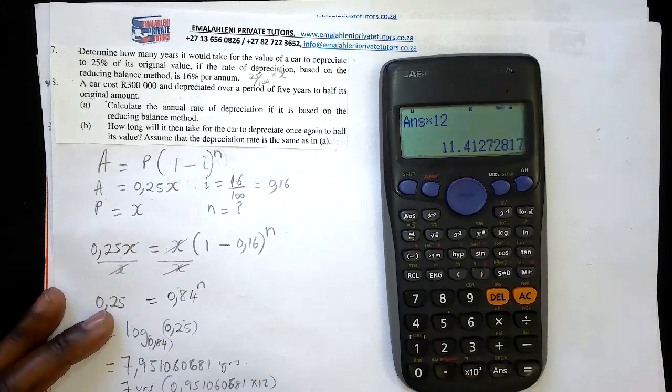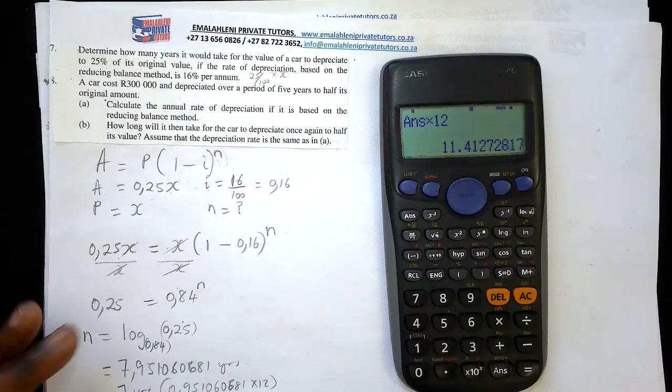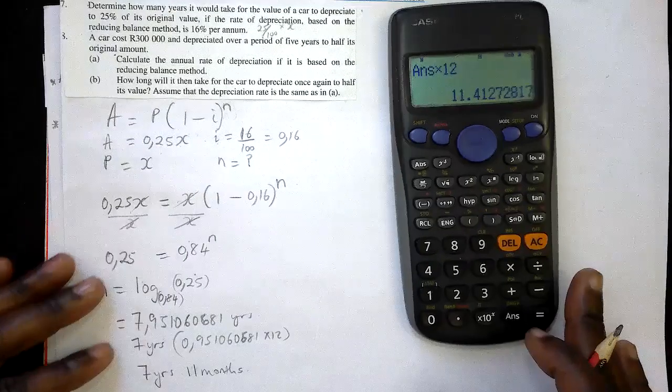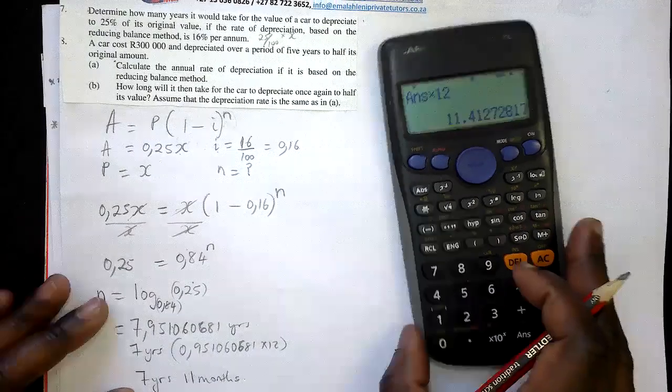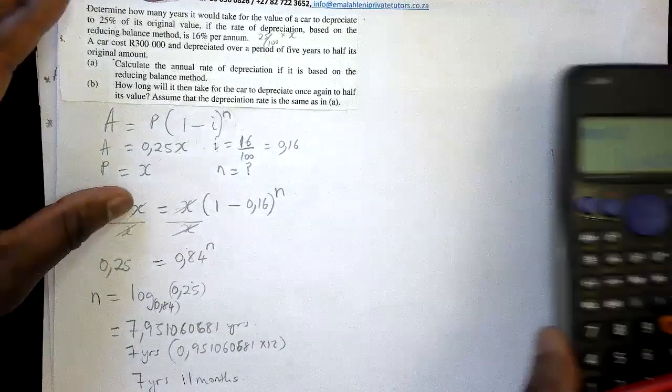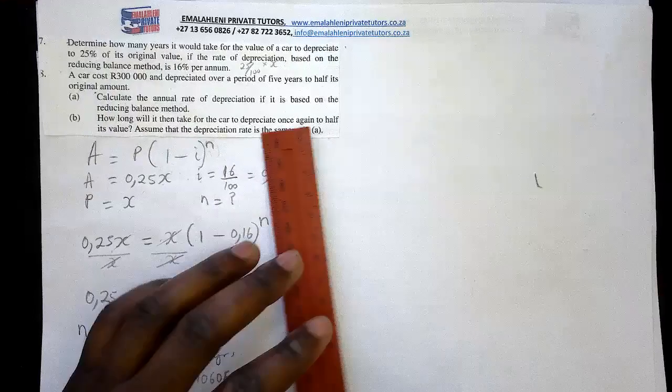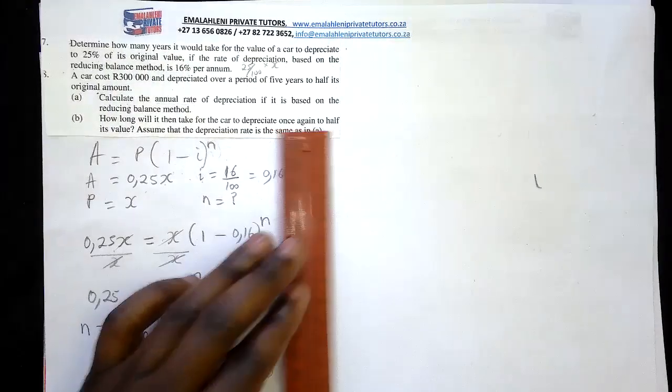We don't need to put days, okay? We don't need to put days. Sorry about that. So it's going to be approximately 11 months. So it's 7 years, 11 months. Now let's go on to the next part there and see what we're given.